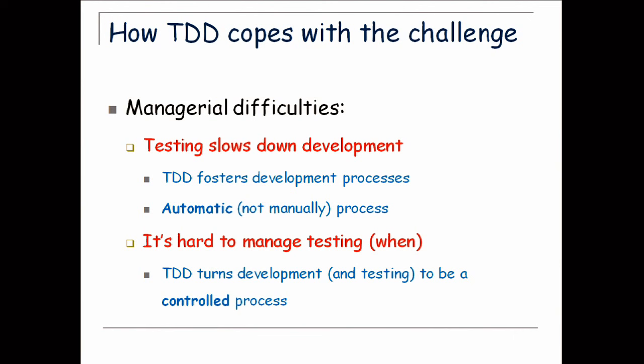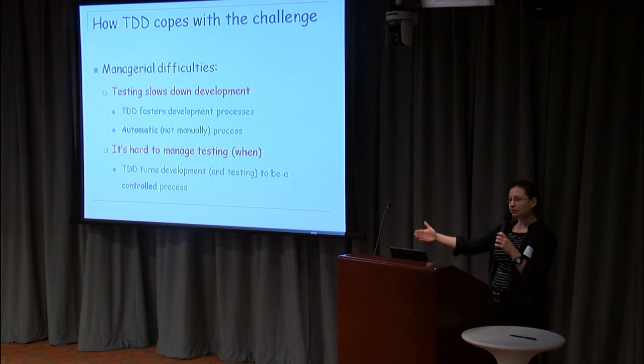And it can be partially explained by the fact that tests are automatic. So if you think of all the regression tests, it's very easy to do them because they are automatic. It's hard to manage testing. Once again, it's very clear when you write the tests. You write them before you start implementation of a specific requirement.